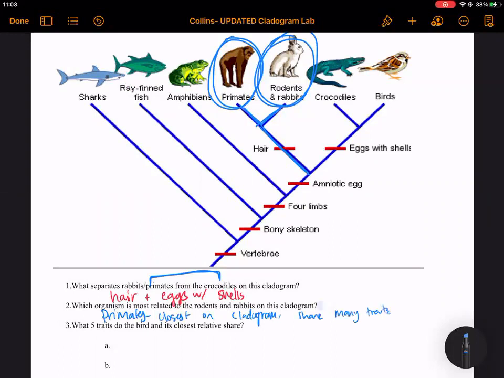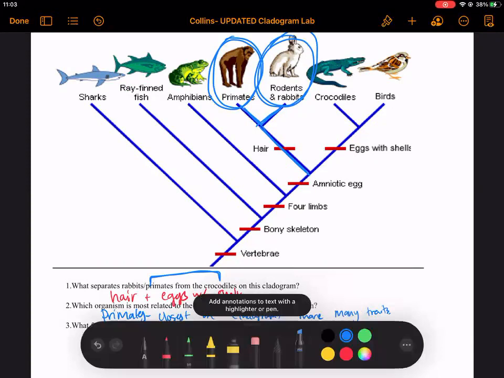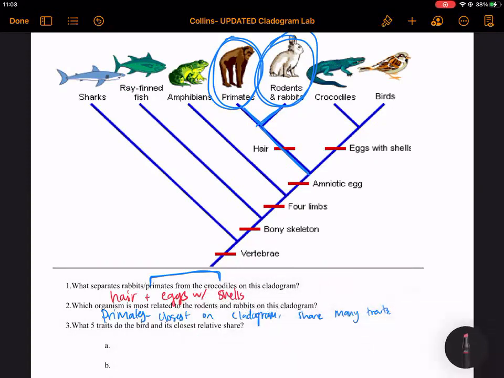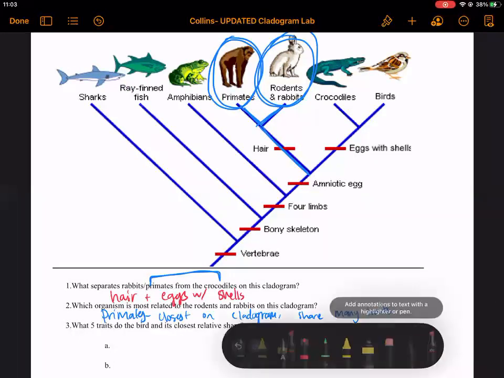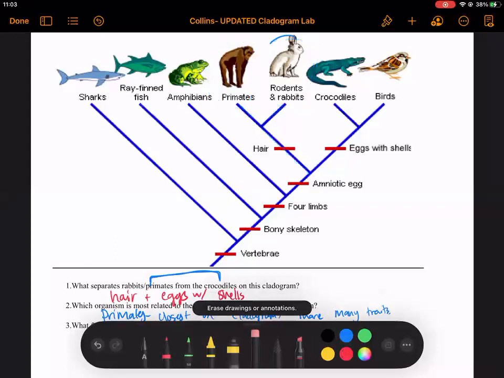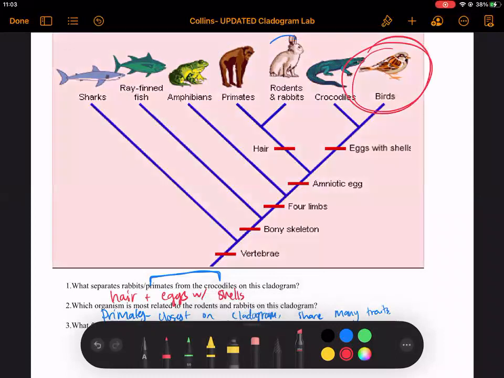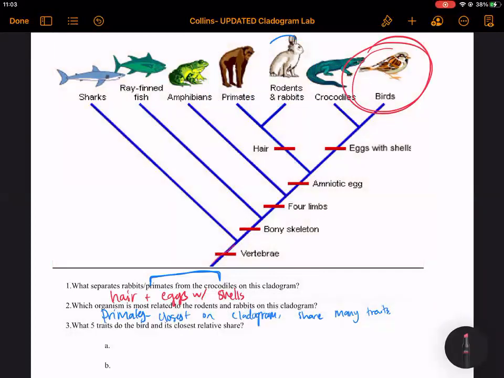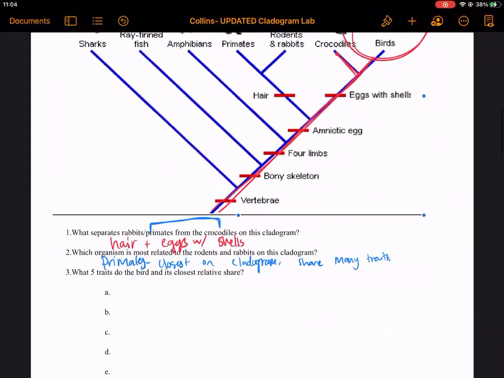All right, which brings us to number 3. What 5 traits do the bird and its closest relative share? So let's look at our bird. Let me erase this to give us some room. What 5 traits does that bird share? Ian, give me one trait they have in common. Eggs with a shell. Perfect. Eggs with shells is one.